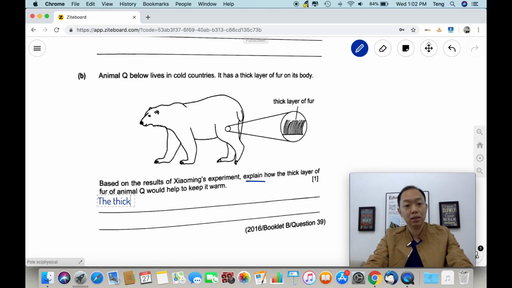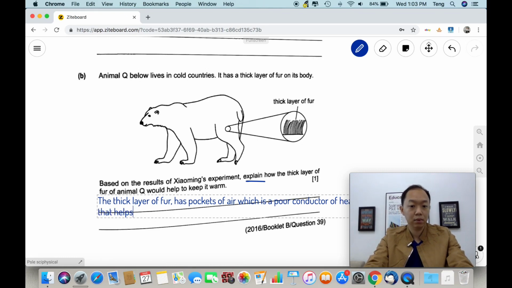The thick layer of fur. Okay, that's the start, no? Because it's being mentioned here. Thick layer of fur. How to keep it warm? Keep it warm is the last part. So a thick layer of fur has pockets of air, which is a poor conductor of heat. Okay, that helps to prevent heat loss.